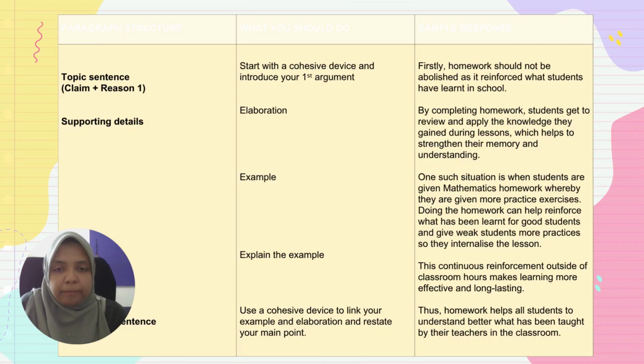In a body paragraph, please remember to always start with a clear topic sentence, which means you need to clearly state your claim and also your reason. All right. So for each topic sentence, you need to start off with a suitable linker to link the ideas. For example, this is the first body paragraph. So you can use firstly to signal that this will be your first main point.